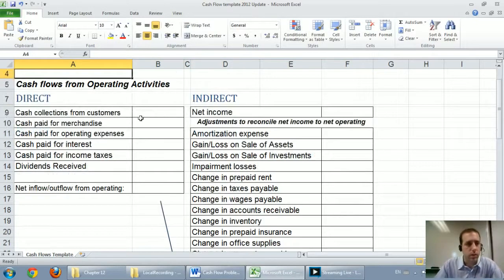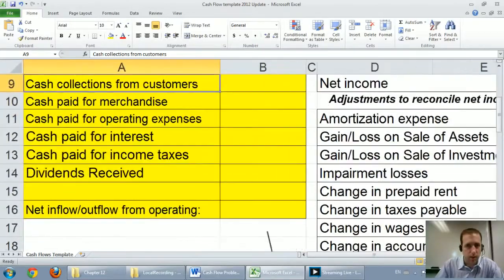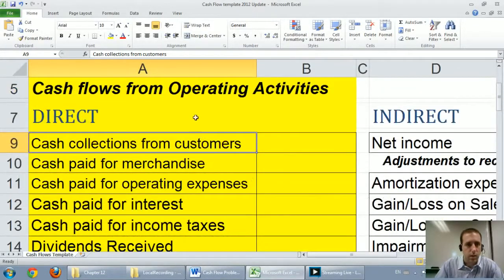So as I mentioned, this video we're just going to do this little section of our cash flow statement, the direct method operating section. So I'm going to zoom in on that, and I'm going to kind of leave the indirect method off to the side there. So cash flows from operating activities, the first thing we're looking for is cash collections from customers.